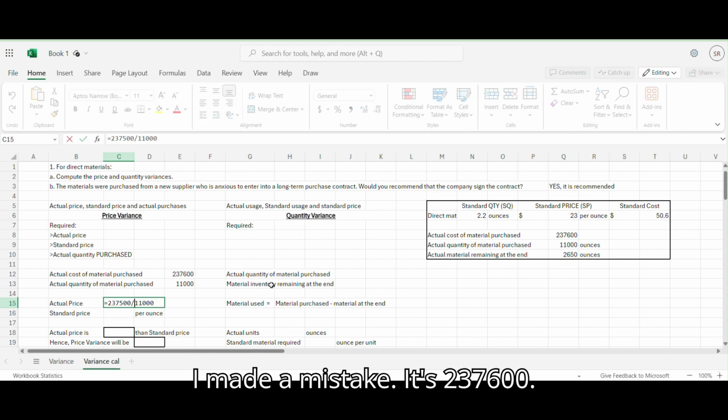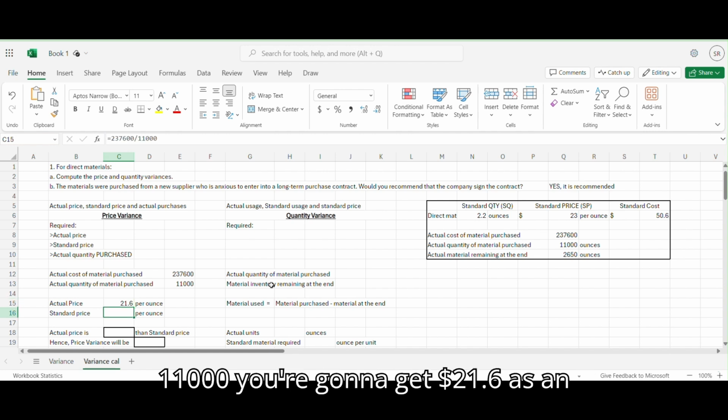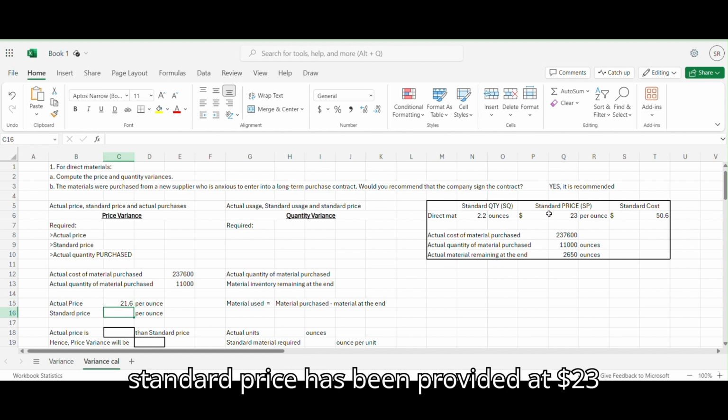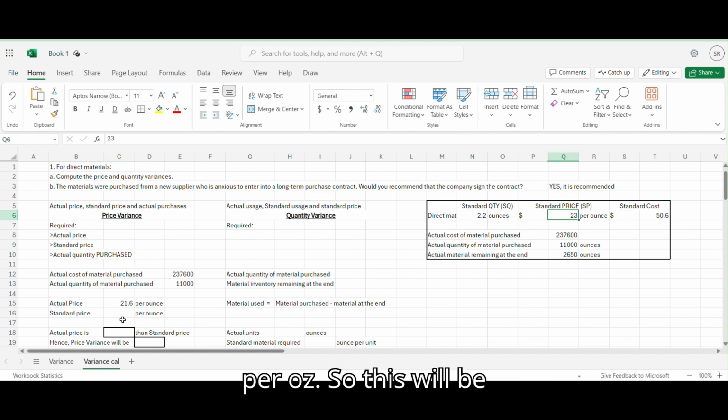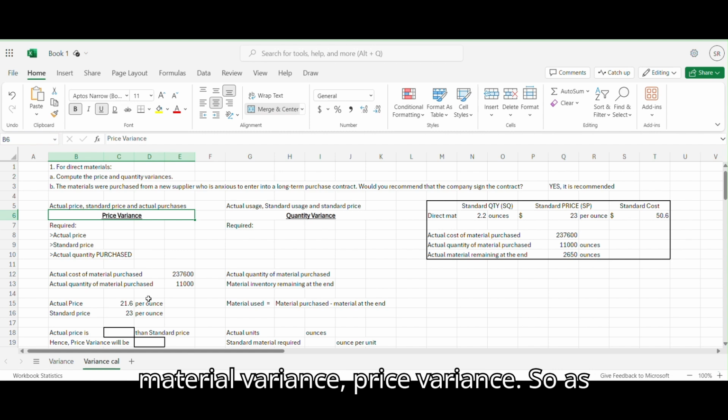Okay, I made a mistake, it's 237,600. 237,600 divided by 11,000, you're gonna get $21.6 as an actual price per ounce. Now standard price has been provided at $23 per ounce. So this will be compared for the variance analysis, material price variance.